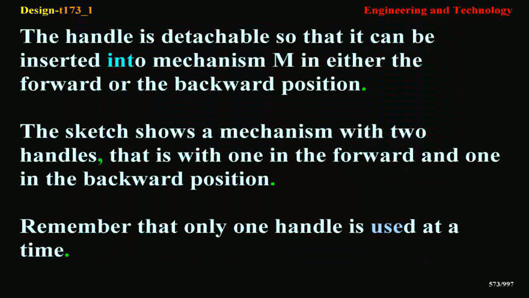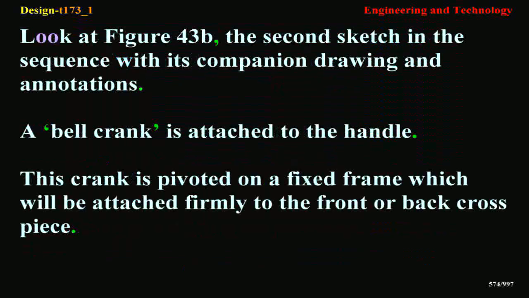The handle is detachable so that it can be inserted into mechanism M in either the forward or the backward position. The sketch shows a mechanism with 2 handles, that is, with one in the forward and one in the backward position. Remember that only one handle is used at a time. Look at Figure 43b, the second sketch in the sequence with its companion drawing and annotations. A bell crank is attached to the handle.